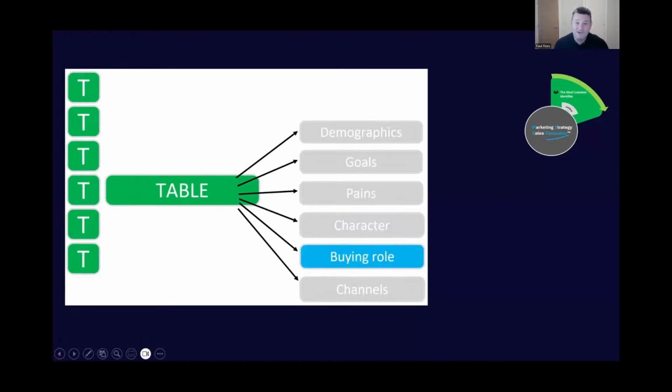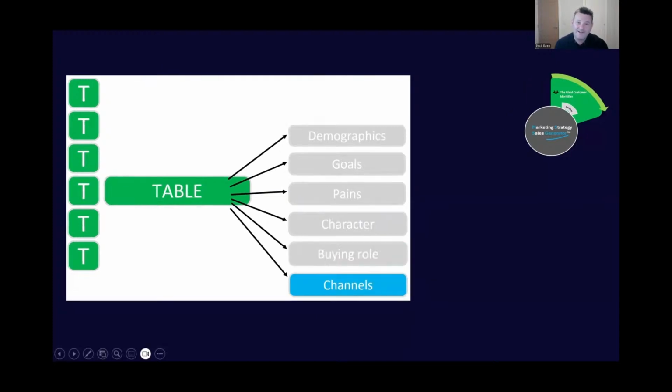Next is buying role, which is the part the personas play in the buying process for your product or service. It's important as it helps inform your approach to appeal to each persona's influence in the decision-making process. The final part is channels, which are the persona's preferred marketing channels, i.e. where they play. It's important as it guides the marketing channels you should focus on as part of your marketing plan to effectively reach your target customers.